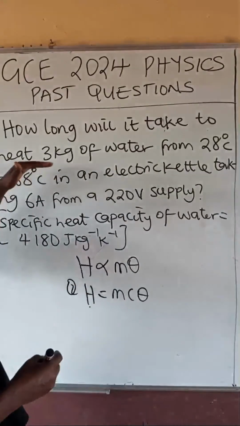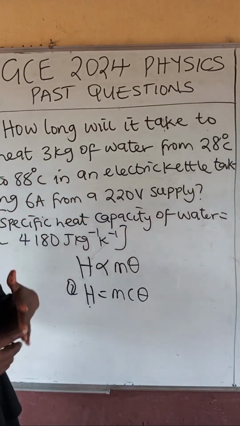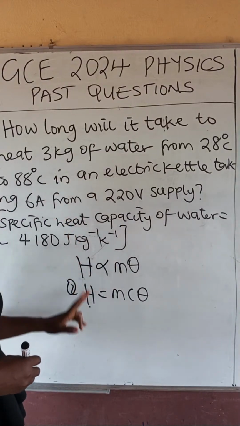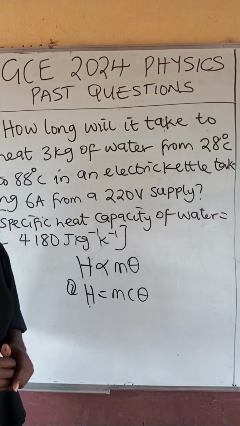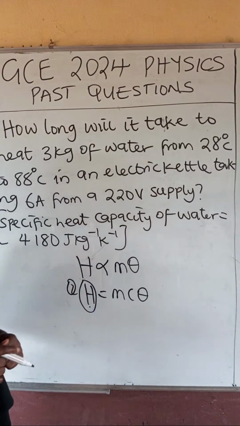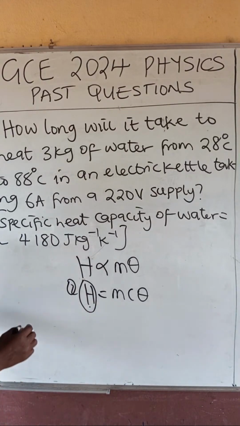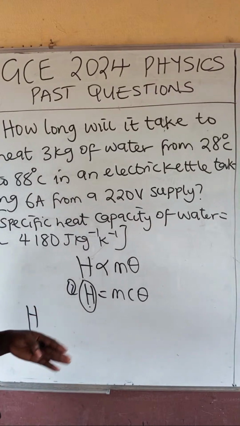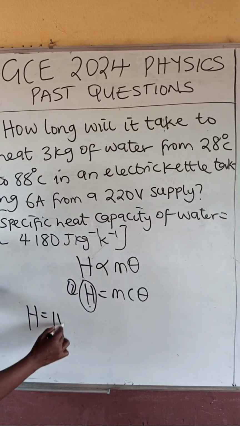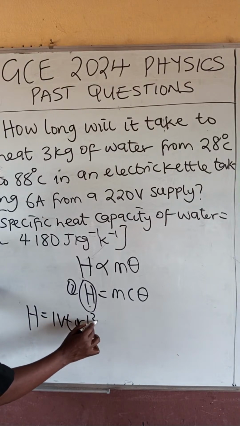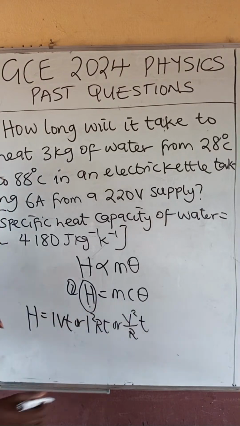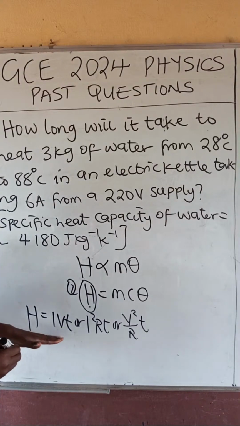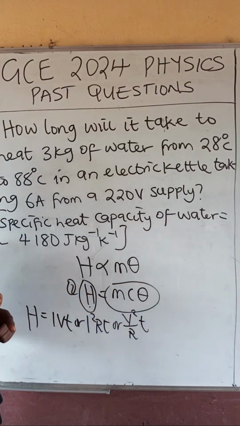Okay? Now, in this question, we're actually using what we call an electrical method. The quantity of heat here is electrical heat. Now, we are not using H to solve. Electrical heat, electrical energy, electrical work done is the same and is equal to IVT or I squared RT or V squared over R times T. Okay, now you're going to look at the one that will best suit what we have. We equate it with this mc theta.